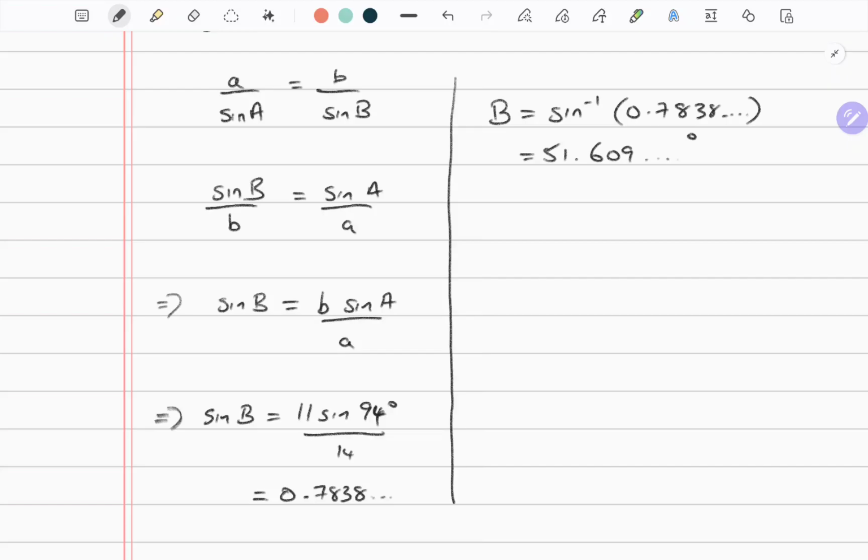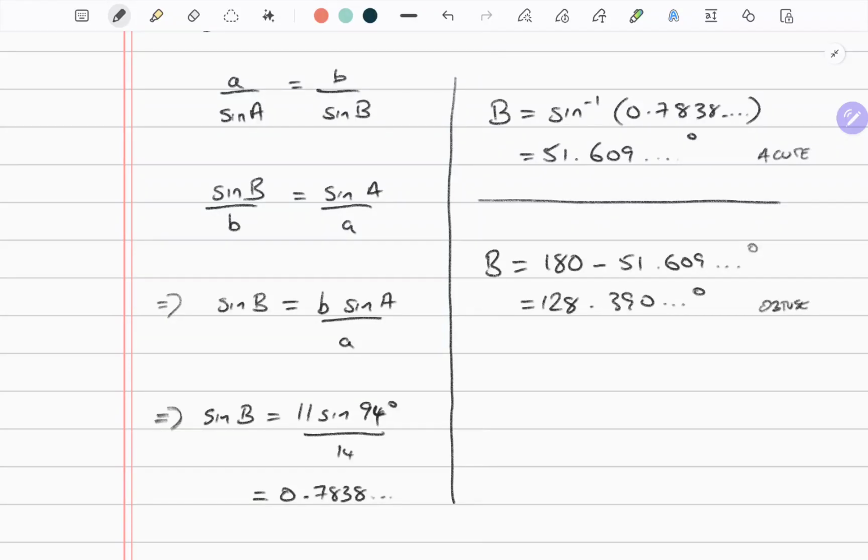degrees. So we're not done here. This would be the acute angle, but we need to make sure that that's the correct one. So all angles of a triangle will add up to 180 degrees. So we can try something else here. We can have 180 minus this 51.609 and so on. Now that will give us 128.390. I like to be as accurate as I can be. So this will be the acute, and this will be the obtuse angle.